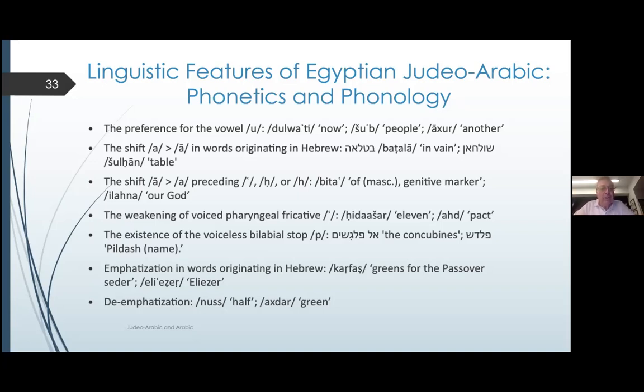Weakening of the voiced pharyngeal fricative. What does it mean? The ayn is very strong in Egyptian Arabic. In Judeo-Arabic, less. So we have hidashar rather than hidashar, right? Or even ahad for "pact" instead of ahad with an ayn.